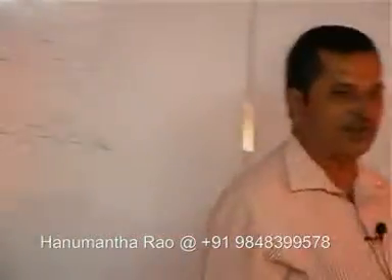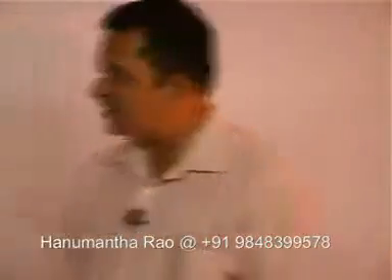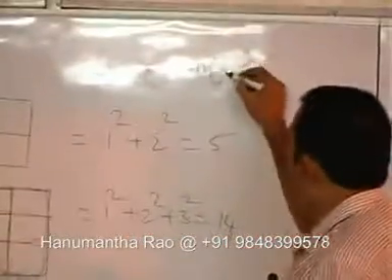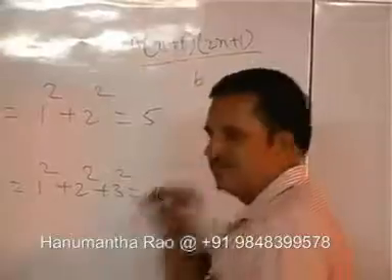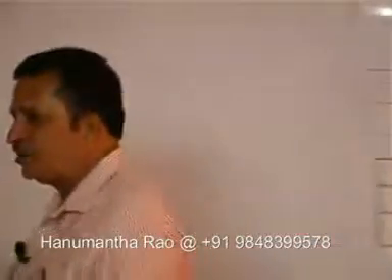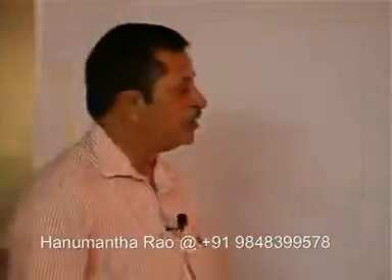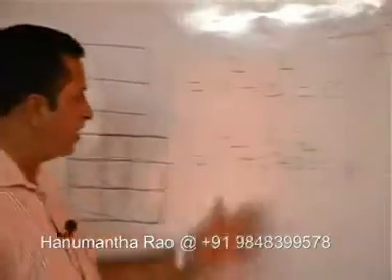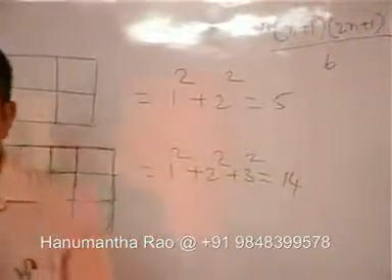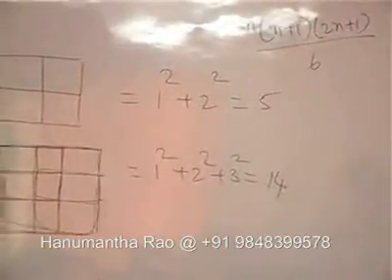Our regular chessboard contains 8x8. Therefore, sum of the squares of the first 8 natural numbers, n into n plus 1 into 2n plus 1 by 6, n into n plus 1 into 2n plus 1 by 6. How much it comes to?